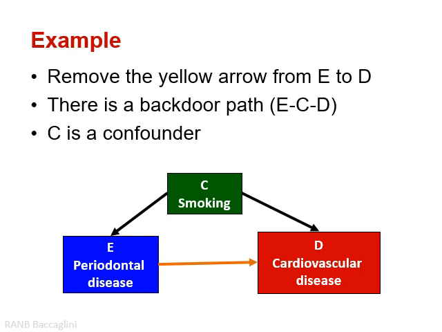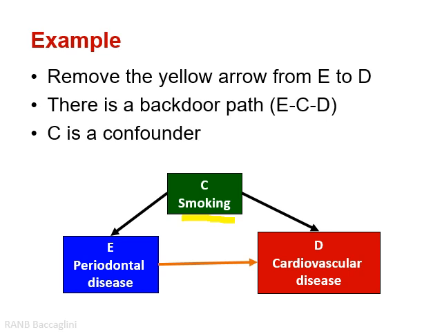So let's take a look at an example. Here we have the exposure as periodontal disease or gum disease, and the outcome is cardiovascular disease, and there are many studies that are investigating this association. However, smoking can be a confounder of this association. This is what we hypothesize, so we draw this DAG. This is one of the simplest DAGs.